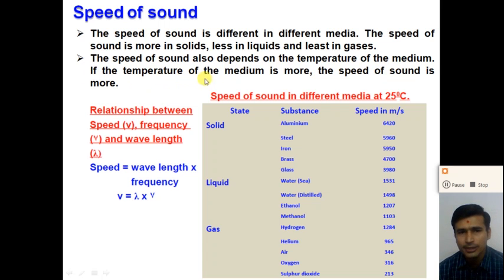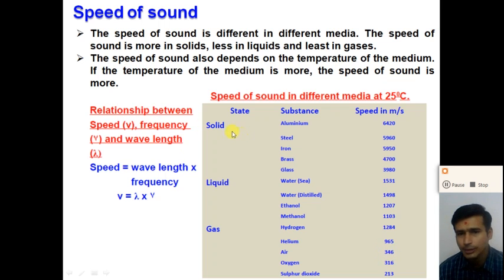So the speed of the sound also depends on the temperature of the medium. If the temperature of the medium is more, the speed of the sound is more, right? So here the speed of the sound in different media at a specific temperature of 25 degrees Celsius is given to you. Speed of the sound in solid media like aluminum, steel, iron, brass, glass, right? This, in meters per second, is given to you only for information, right? No need to remember the values of the speed of sound, but remember the value of the speed of sound in air. It is 346 meters per second, right?